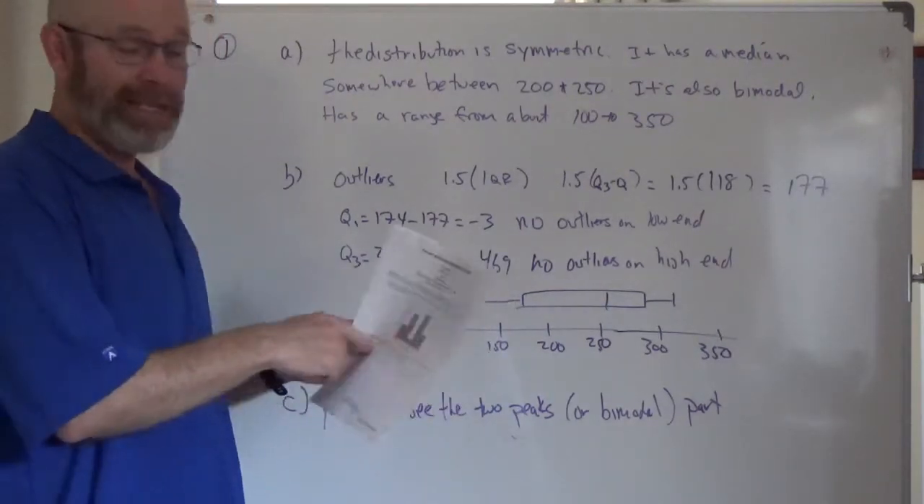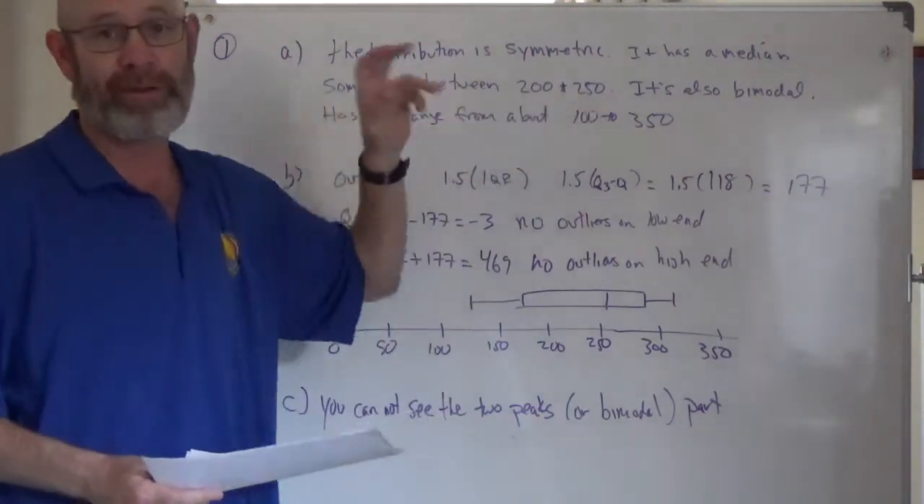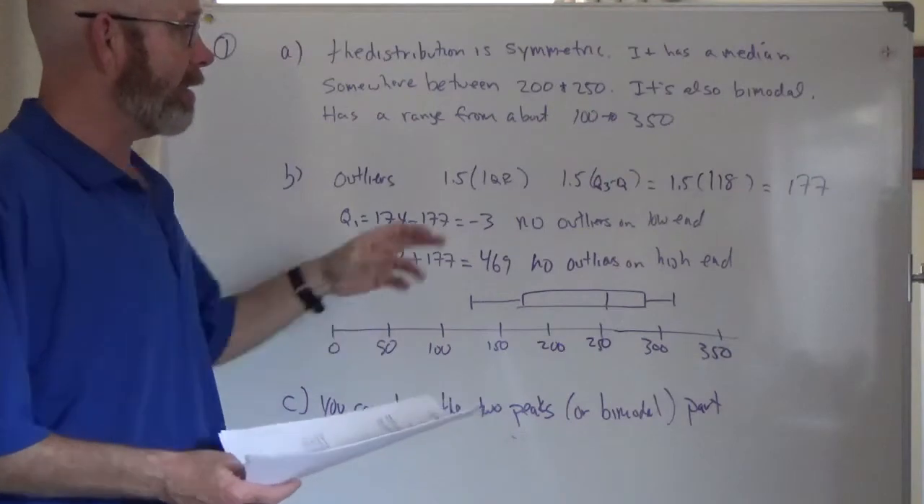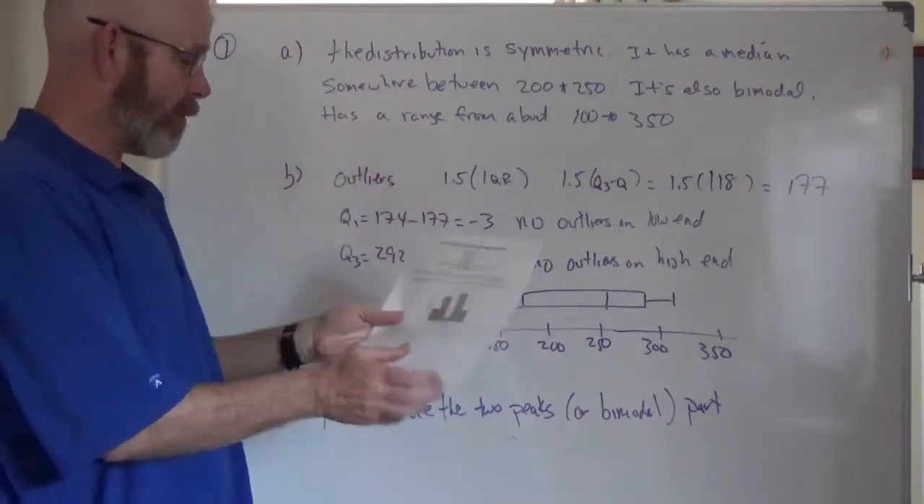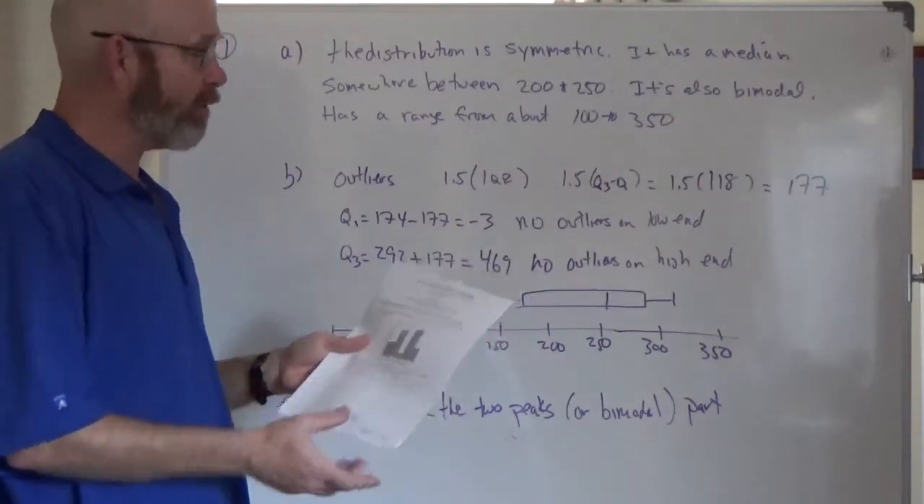Center, the median's pretty easy to find on a histogram. Median's somewhere in that middle bar, so median's somewhere between 200 and 250. Remember, we don't know actual data points, so it's just somewhere in there. And the range is about 100 to 350. Notice I use the term about because we don't really know if it starts at 100 or 350.